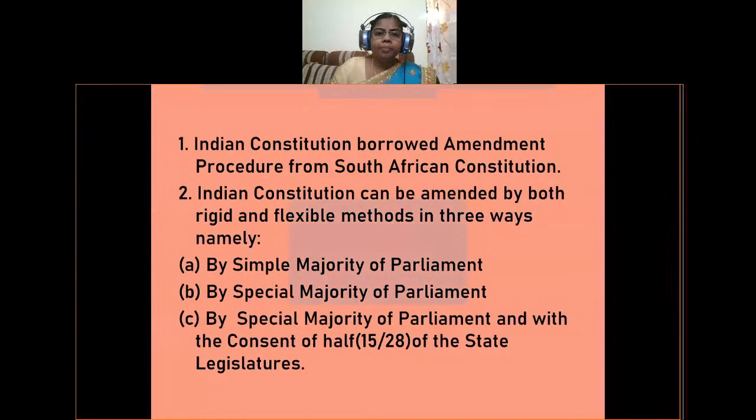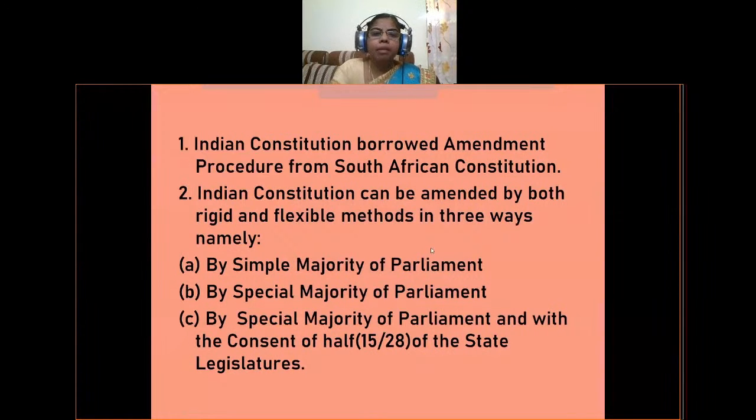Next, the Indian Constitution can be amended by both rigid and flexible methods in three ways. What is meant by the rigid method? Rigid method means it is a very difficult process for the amendment or changing of the constitution. What is the flexible method? It is a very easy method to amend the constitution. So our constitution is a combination of both rigid features and flexible features. It can be amended in three ways.